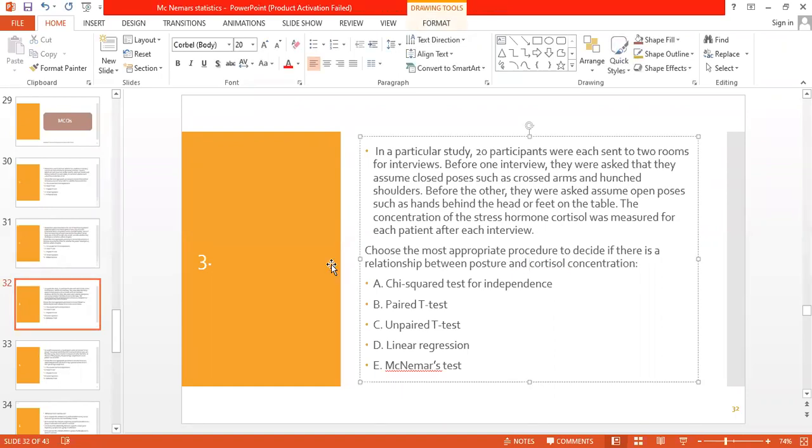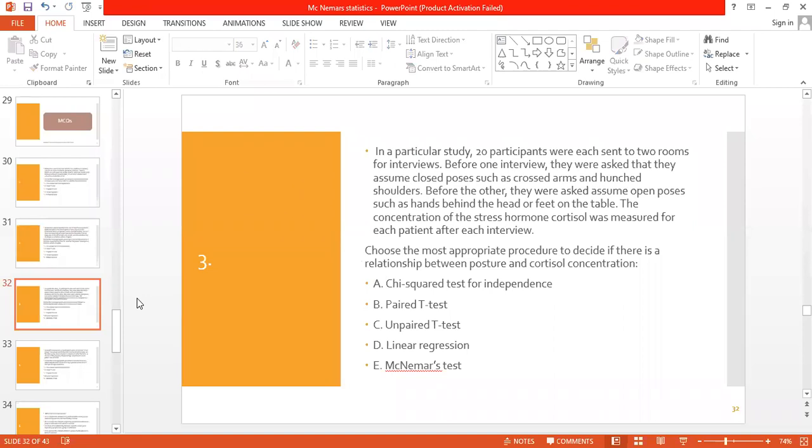concentration. A. Chi-square test. B. Paired t-test. C. Unpaired t-test, linear regression, or a McNemar test? B is the right answer, paired t-test.